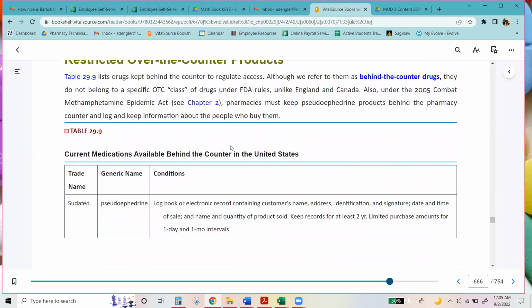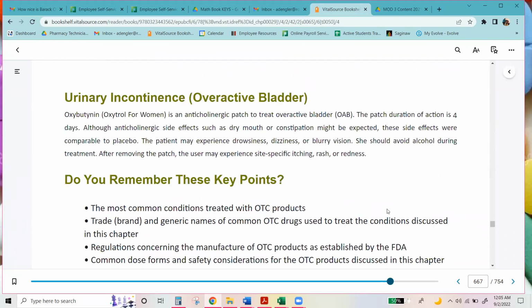Then we have restricted over-the-counter products, which I've already talked about, pseudoephedrine. There's a logbook or electronic record containing the customer's name, address, ID, and signature, date and time of sale, and name and quantity of products sold. These records are kept for at least 2 years and purchases are limited.